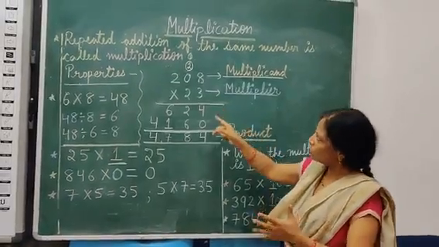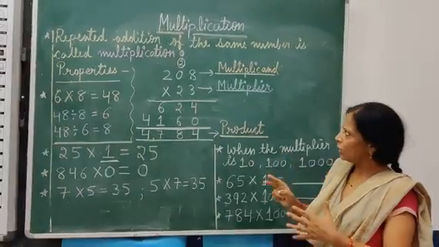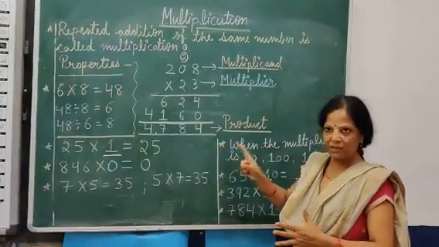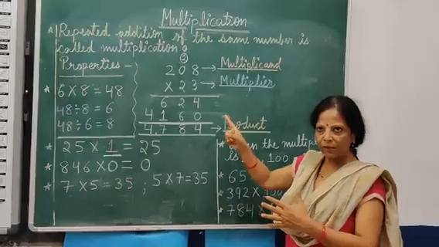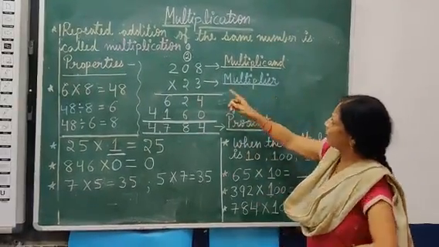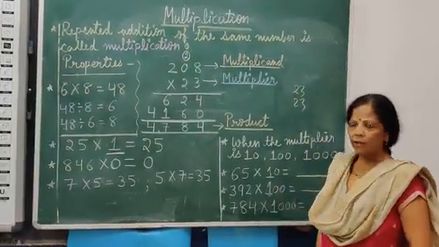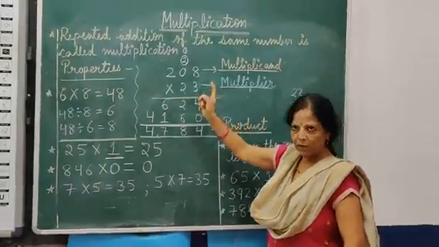That's why multiplication is also known as repeated addition. It will make our work easy. So that's why we multiply. We can add also, but what will happen? We have to add so many times. I have to write 208 twenty-three times. Can I do it? So that's why this is an easier way to multiply.